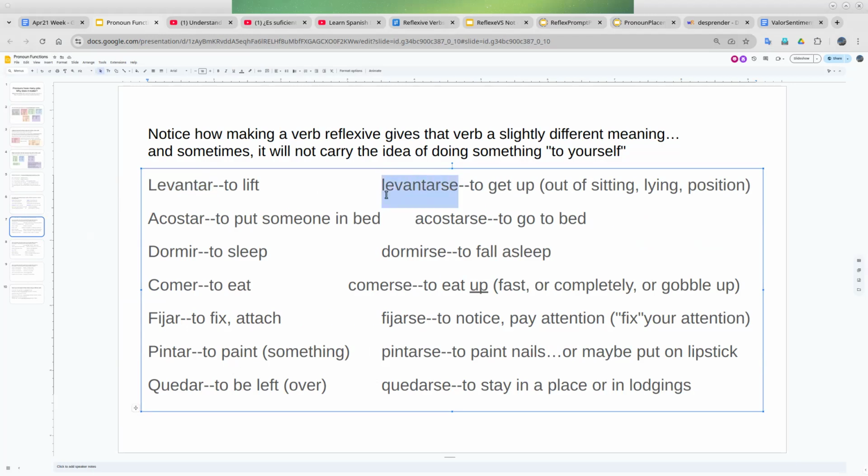When the se hangs off the back end of the infinitive, that's the indication that a verb is in the category we call a reflexive verb. If you looked the verb up in a dictionary, meaning it wasn't being conjugated yet, the se hanging off the end means this is a reflexive verb. So we've got a whole bunch of examples: levantarse, acostarse, dormirse, comerse, fijarse, pintarse, quedarse. And that quedarse one is kind of a biggie. We're going to come back to that a little bit later on.